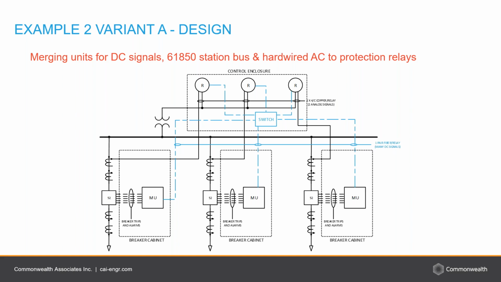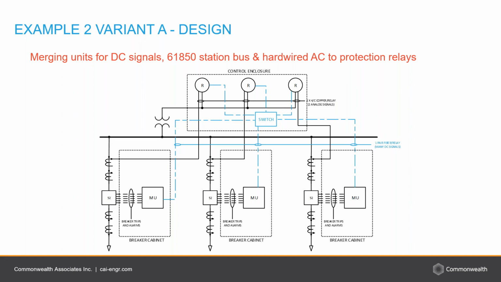So this looks very similar to our last example, except now we've removed all of those copper connections, and the relays are now also publishing their information on the same network. So this could be like those BFIs or status signals, that sort of thing that I talked about earlier. So this is one such example.